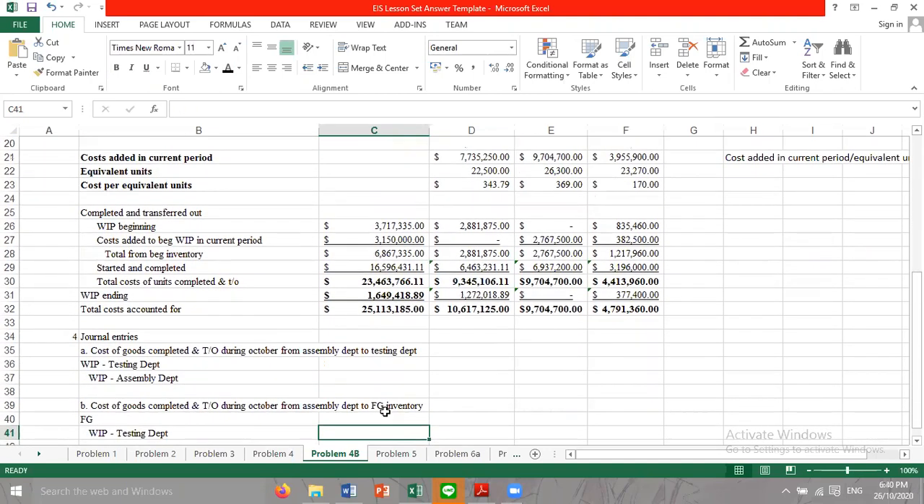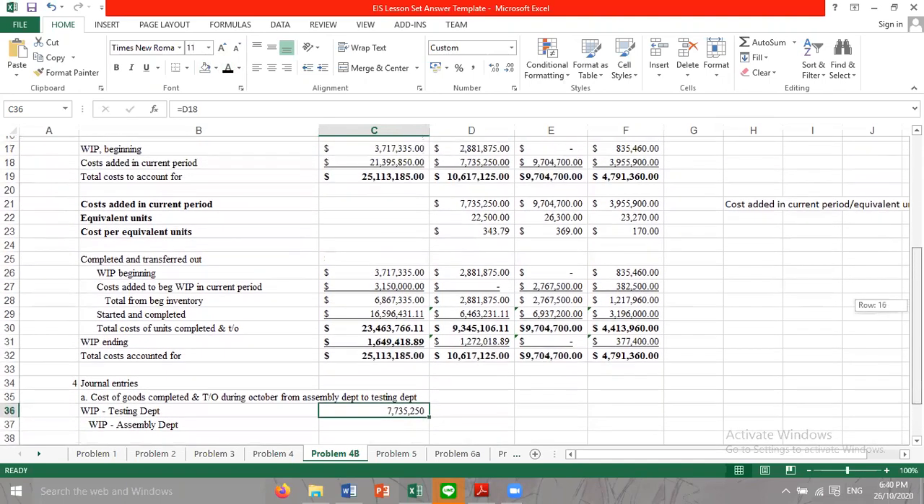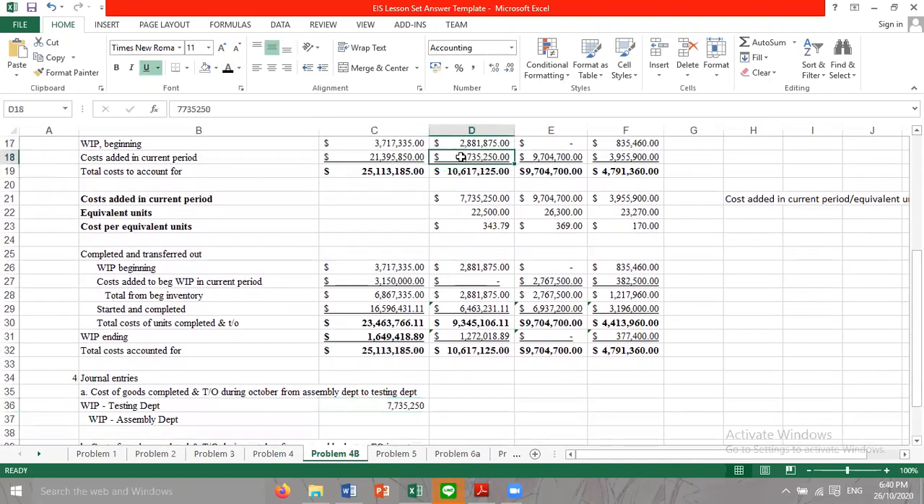To be honest, the journal entries between FIFO and weighted average are literally the same. So the only difference is, once again, the allocation of the cost, or practically the value of the journal. In this case, WP testing is 7,735,000. Since this is found here, once again, 7,735,000.